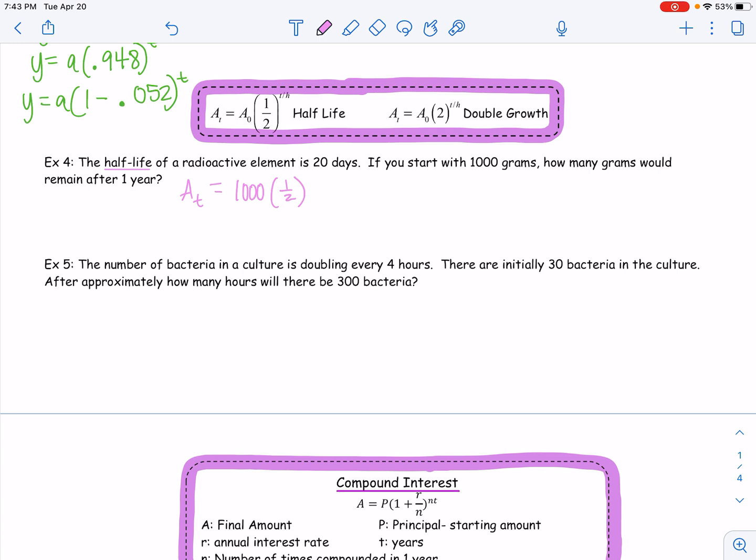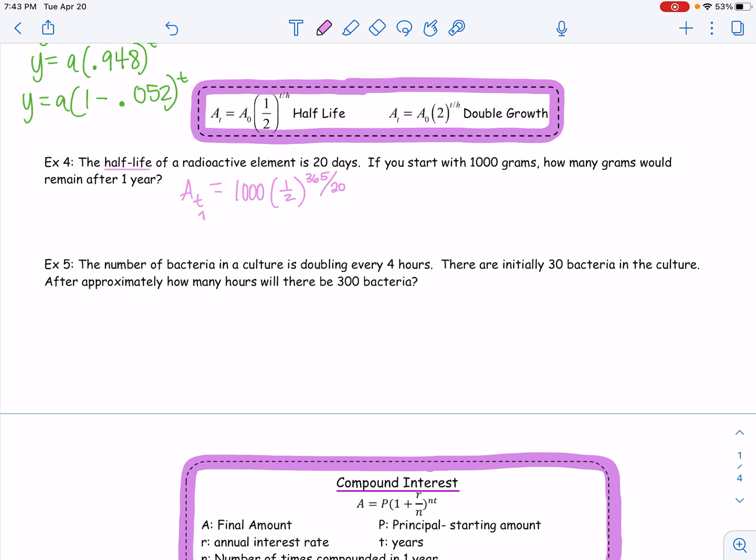Now here's where you got to be very careful. When I did this the first time, I did 1 year divided by 20 days. But what's wrong with that? Our units are not the same. Year, days. So instead of converting days into years and getting some random decimal, it'll be easier for us to convert our year to days. 365 days in 1 year divided by 20 days in the half-life.